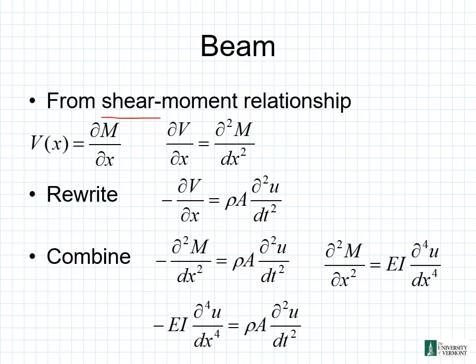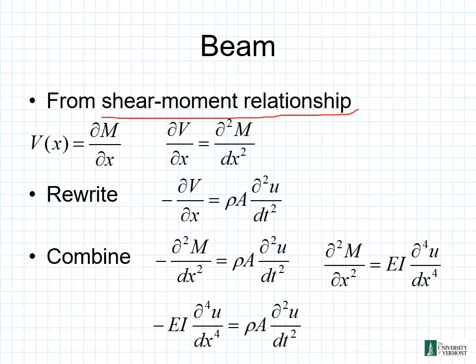So from our shear-moment relationship, we have V of x, or shear of x, equal to the partial of our moment with respect to x. So dV/dx, take the derivative of that, is equal to the second partial of M with respect to x. We can rewrite this as negative dV/dx equal to rho A times the second partial of u with respect to t.